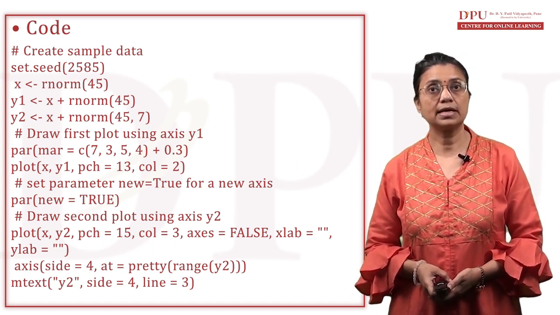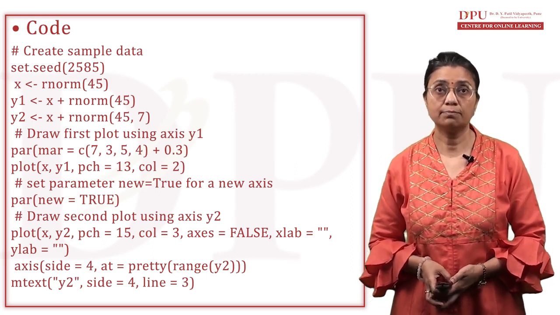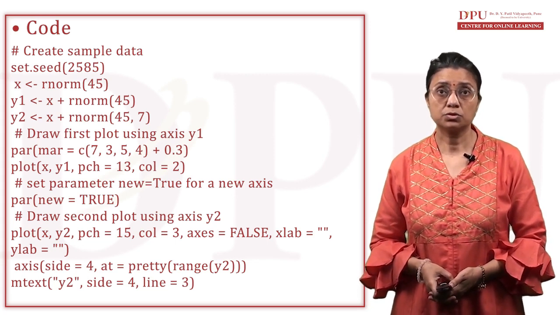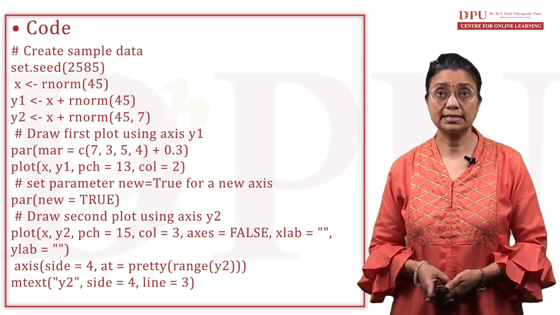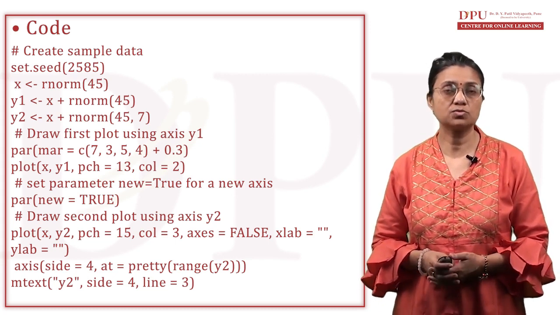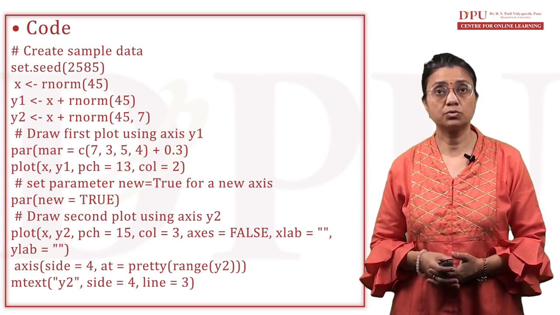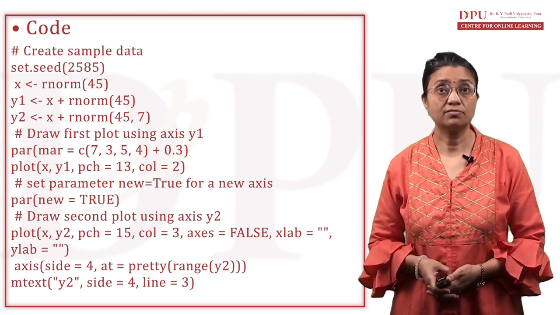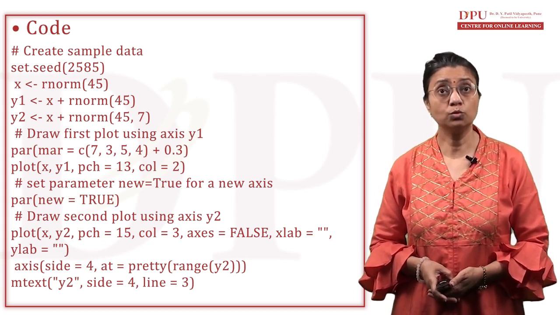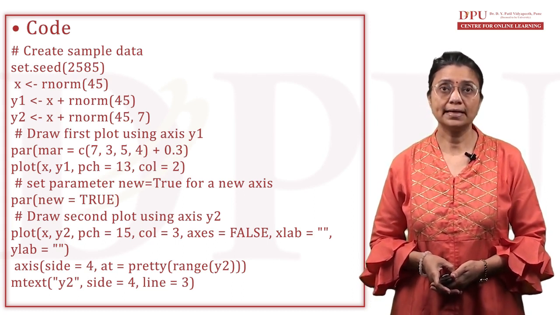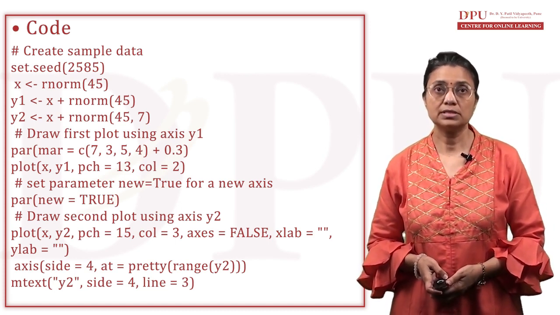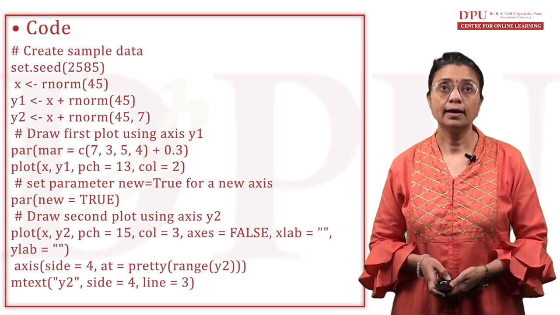Draw the second plot using axis y2, and here you can see plot(x, y2) where pch is equal to 15, col equals to 3, axes is equal to FALSE, xlab is empty, ylab is empty. Then we call the axis function, side equals to 4, at equals to pretty. Within pretty, we pass the range function and within range, we pass y2. Now, mtext is y2, side equals to 4 and line equals to 3. So you can see we have called the axis function and the mtext function.